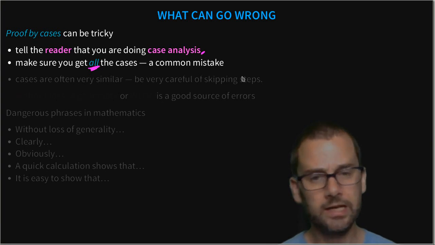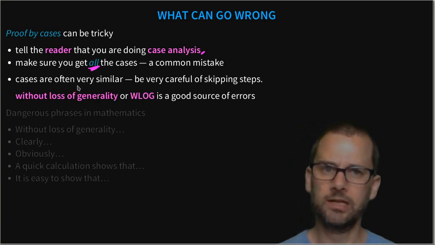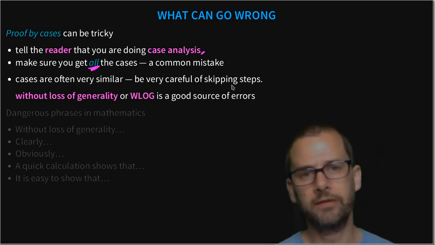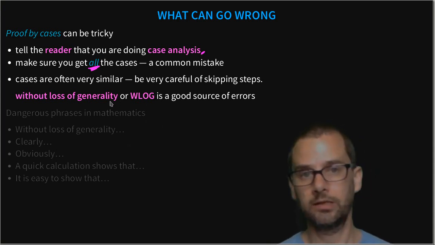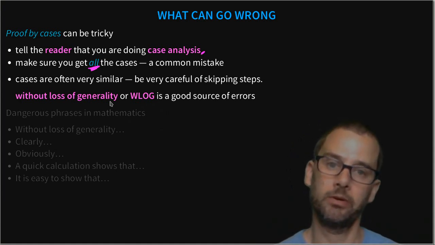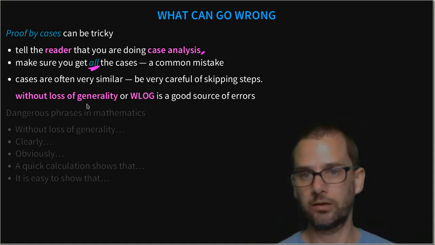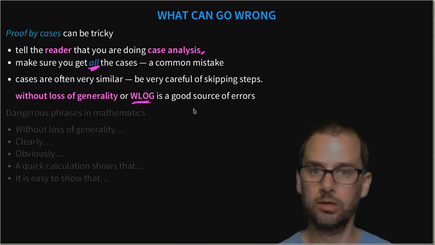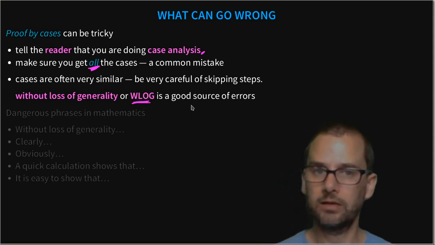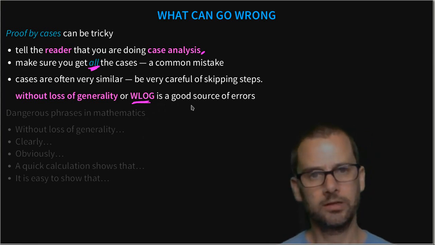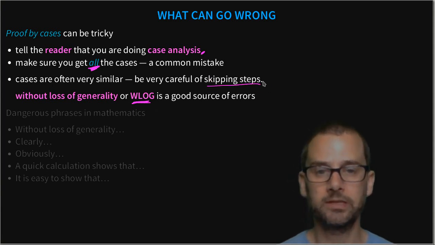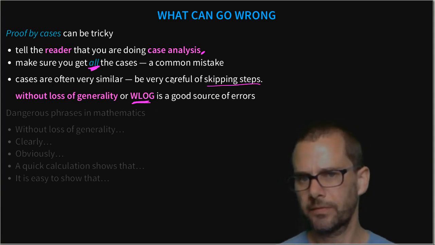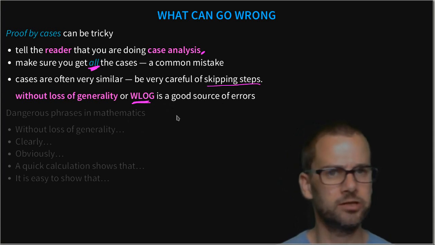Now, what we can see, and indeed the last example showed us, is that sometimes cases are extremely similar, but you should be very careful of skipping steps, especially when you start out doing these proofs. Now, a term that gets bandied around a lot in this context is without loss of generality. So I'm going to do this case because the second case is going to be very similar. You'll often see this contracted to WLOG. And this can be a very good source of errors, particularly when you're starting out learning to prove things. So be very careful using that phrase. And indeed, I discourage you from using it and skipping steps until you've got a bit more practice. It's a dangerous phrase in mathematics.